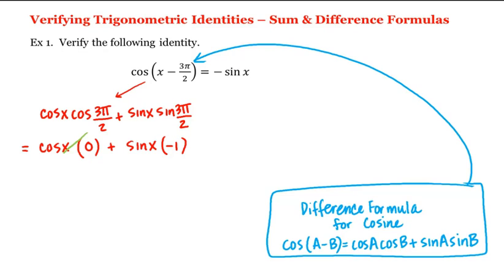And cosine x times 0 is 0, and therefore we're left with negative sine of x, which is our right-hand side. And so we verified this trig identity. All right, let's see another one.